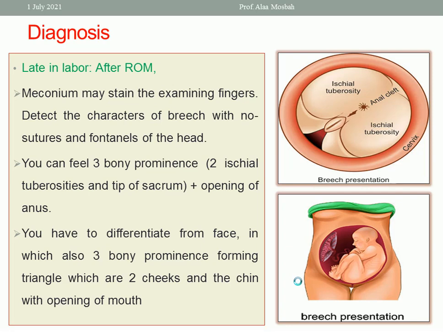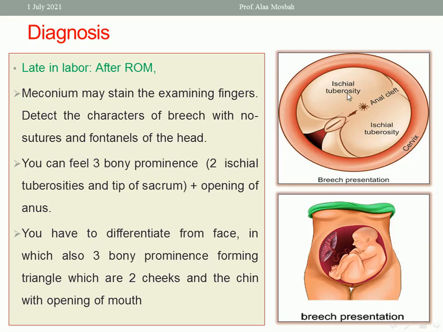What about after rupture of membrane? This is the cervix and this is the presenting part. Meconium may stain the examining finger. We are close to the anus, so meconium can come and stain our finger during vaginal examination. We will not feel any fontanelle or sutures because it is not the head. It is not the vertex, but it is breech. And we can feel 3 bony prominences.